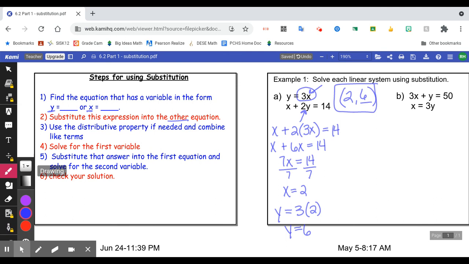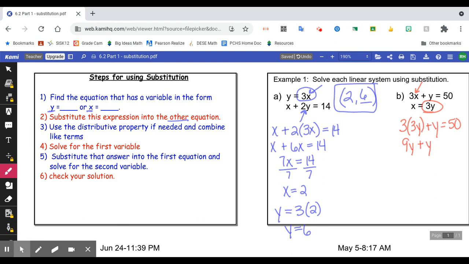Okay? All right, next one, same thing. 3x plus y equals 50, and x equals 3y. So again, the bottom one is what we want. It says that's what x equals this time, so it goes in for x in the top equation. So I have 3, x comes out, and 3y goes in, plus y equals 50. These get multiplied, and I have 9y plus y equals 50. Together, they make 10y equals 50. And then I divide by 10 on both sides, and y equals 5.